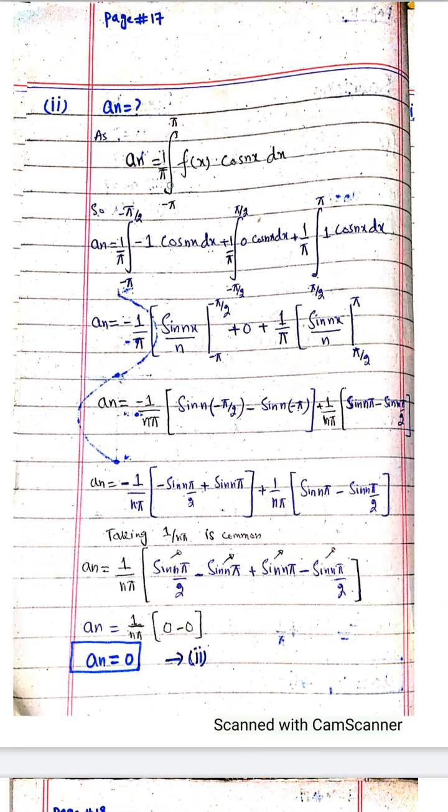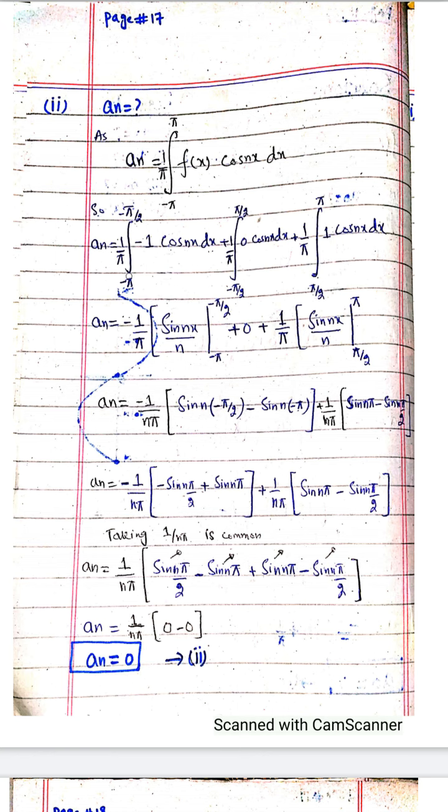aₙ is equal to 1 over pi integral from minus pi to pi of f of x cos nx dx. Here we have three values of f of x: f of x is equal to minus 1, f of x is equal to 0, and f of x is equal to 1, and the limit is also changed for every function. For f of x equal to minus 1, the limit is minus pi to minus pi by 2. The limit for f of x equal to 0 is minus pi by 2 to pi by 2, and the limit for f of x equal to 1 is pi by 2 to pi.